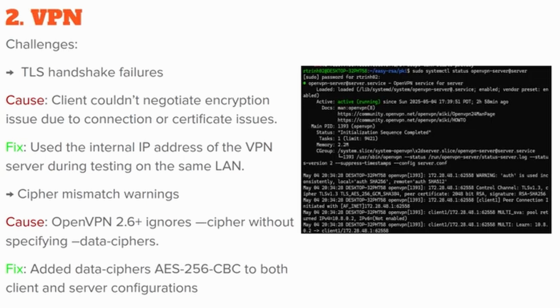Another issue that I commonly had was cipher mismatch warnings, and this was because OpenVPN versions 2.6 plus ignore the --cipher option without specifying --data-ciphers. So I fixed this by adding data-ciphers AES-256 to both the client and server configurations. And now I'll do a brief demonstration to show you.